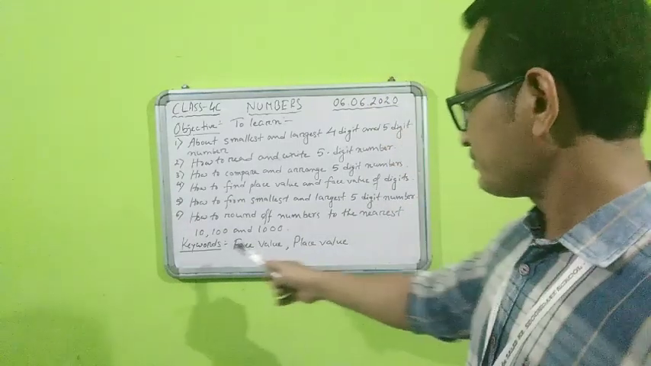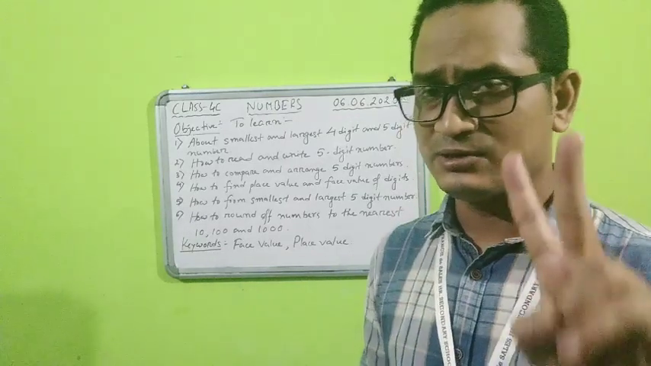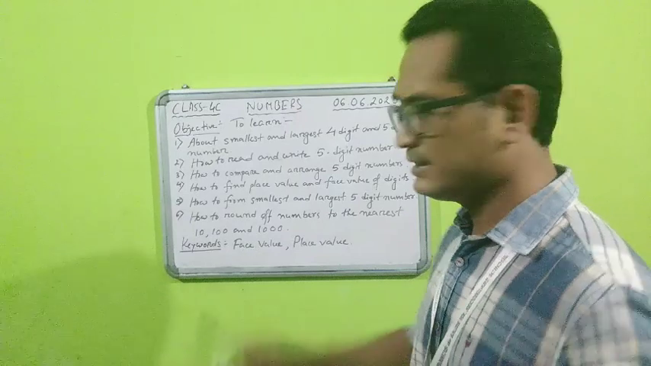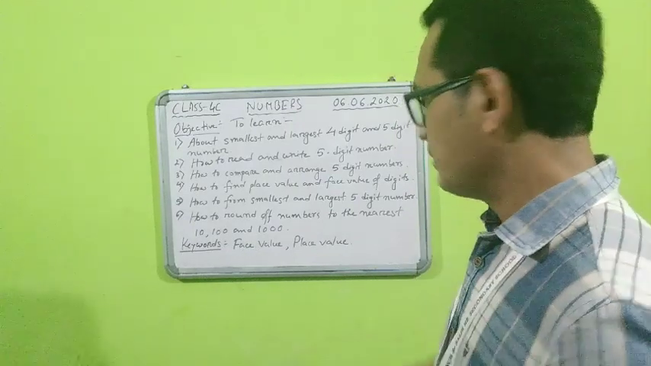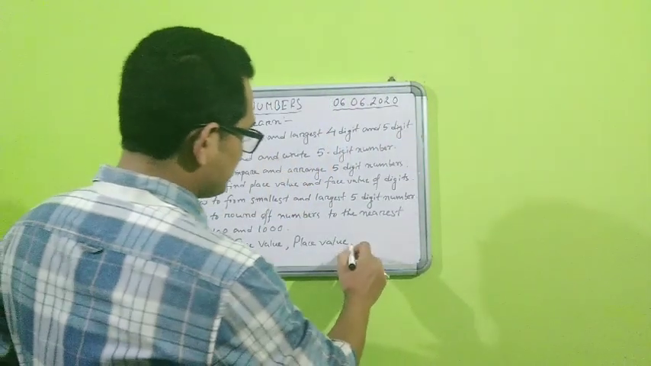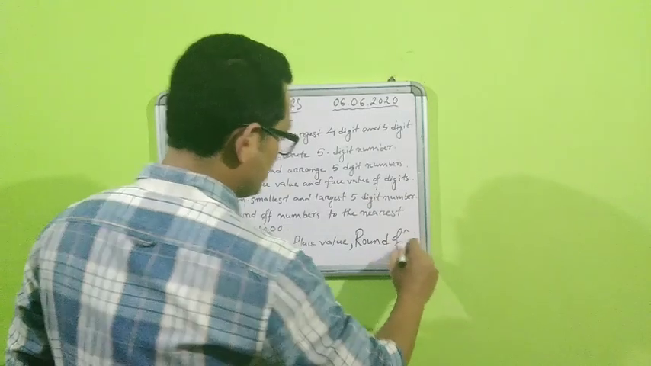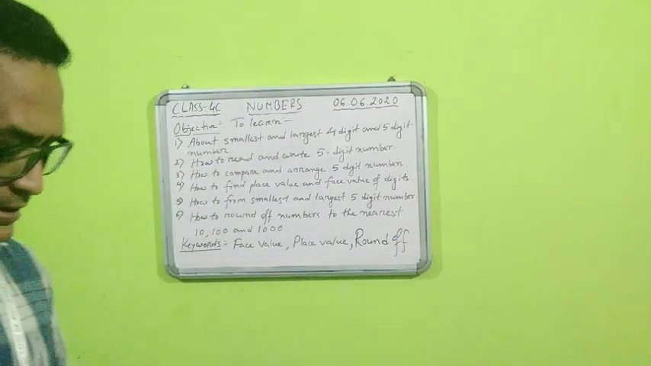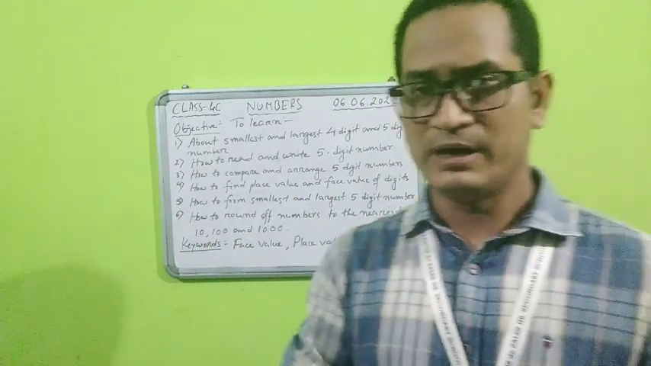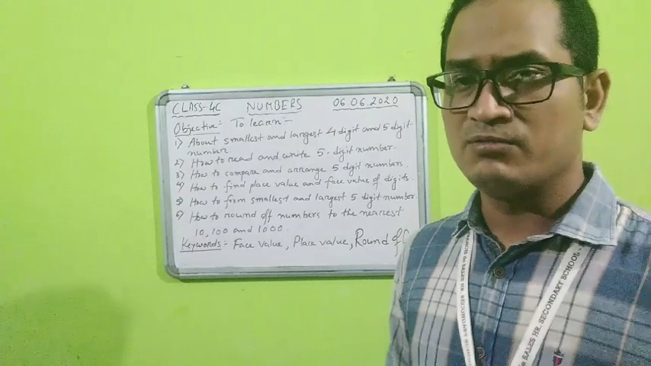So students, what will be the keywords for this chapter? I already said there are basically 2 important keywords here, that is face value and place value. So these will be the 2 keywords mainly, and one more you can write down, that is round off. Students, please write down round off, since round off will be a completely new word for you. You have not come across it before, so round off will also be an important keyword for this chapter.